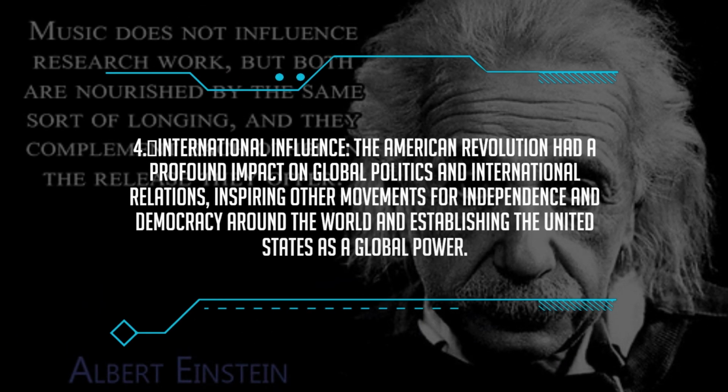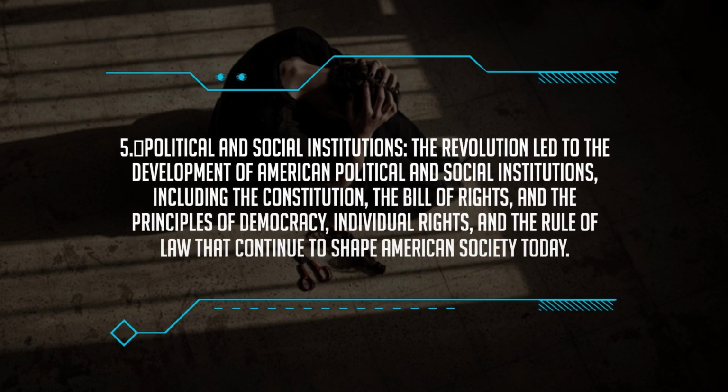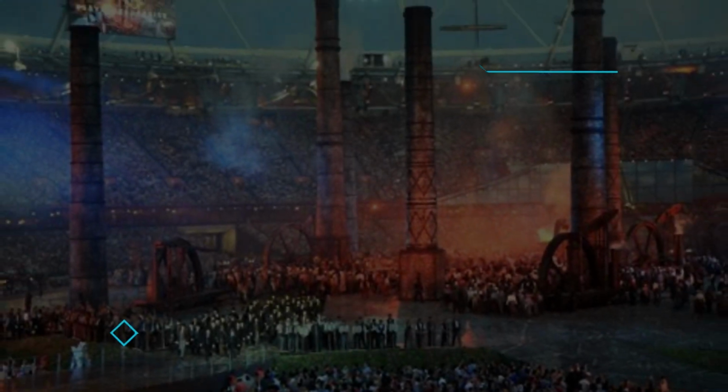4. International influence. The American Revolution had a profound impact on global politics and international relations, inspiring other movements for independence and democracy around the world and establishing the United States as a global power. 5. Political and social institutions. The Revolution led to the development of American political and social institutions, including the Constitution, the Bill of Rights, and the principles of democracy, individual rights, and the rule of law that continue to shape American society today.